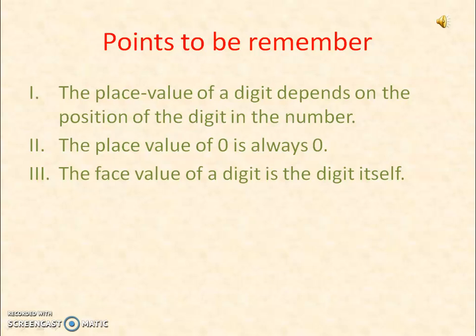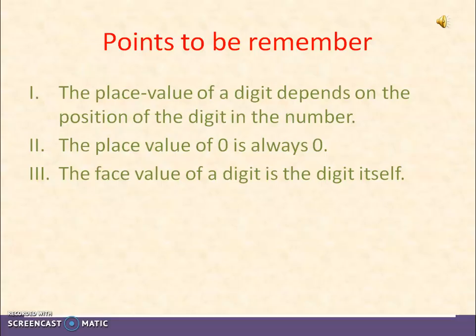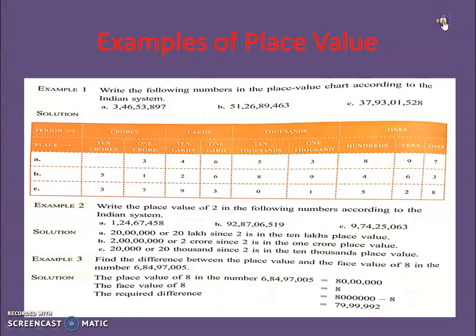Now the third point. The face value of a digit is the digit itself. The meaning of it is, the face value of any number is the representation of itself, nothing but just the digit itself. So I suggest you all learn these points by heart.